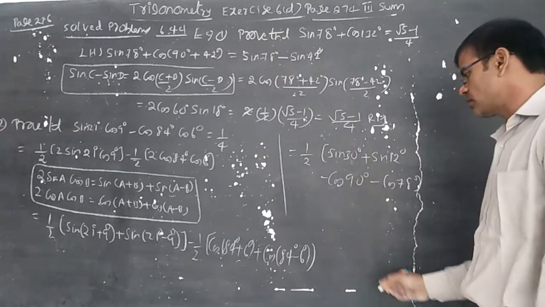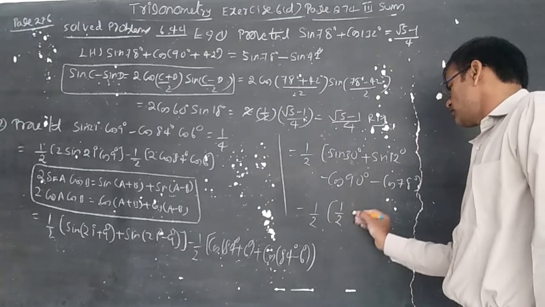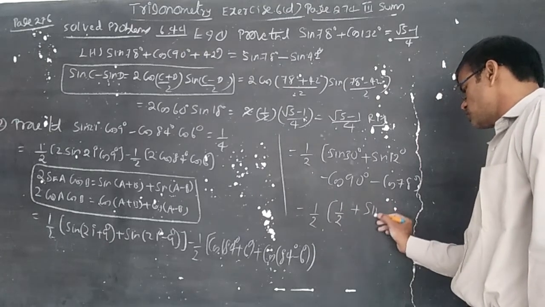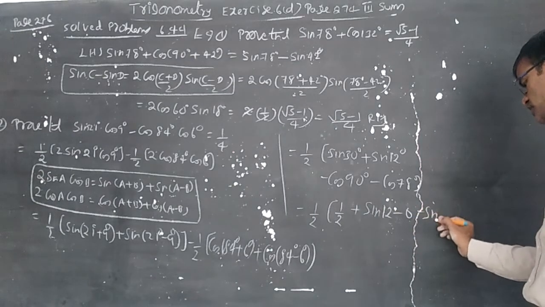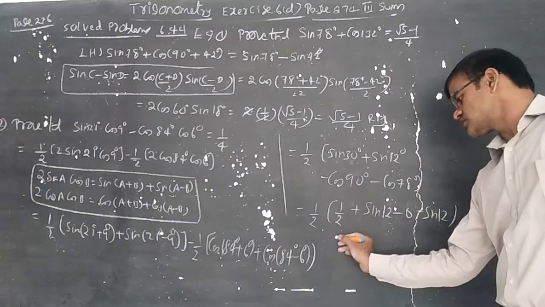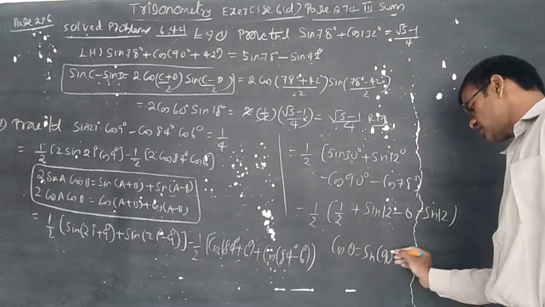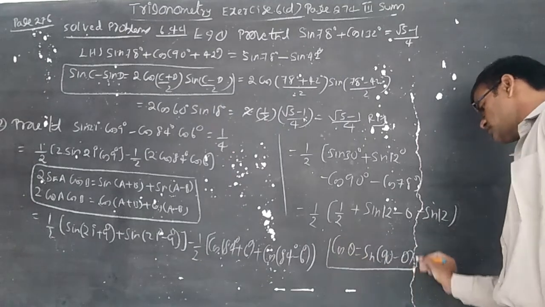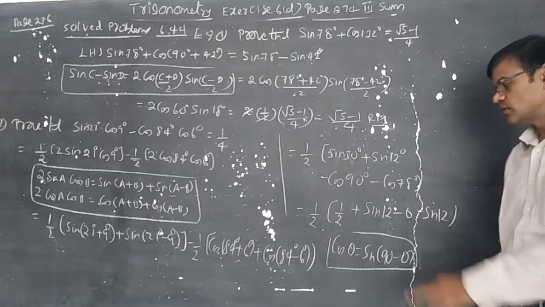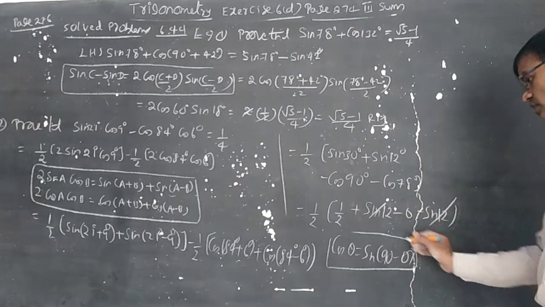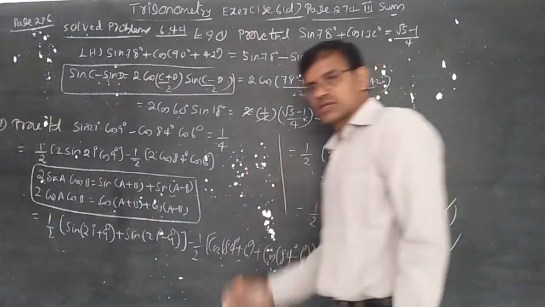I have taken 1 by 2 common, that is equal to 1 by 2 into sine 30, value 1 by 2, plus sine 12, minus cos 90 which is 0, and this is sine 12. Because if you know cos theta is equal to sine 90 minus theta, cos of 78 can be understood as cos of 90 minus 12. It becomes sine 12. So sine 12 gets cancelled. 1 by 2 into 1 by 2 becomes 1 by 4. It is RHS.